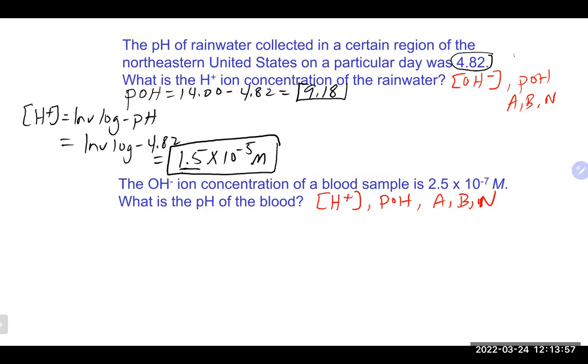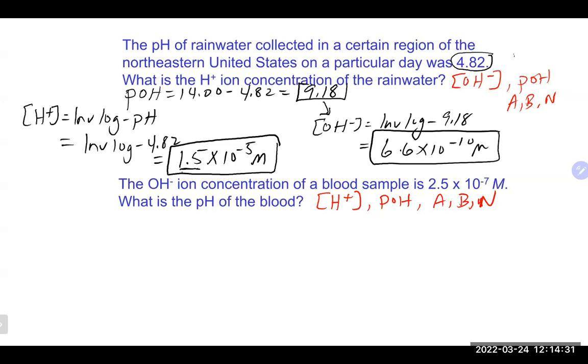At this point, it does open up an alternative pathway as well. We could go back to KW if we wanted to get the OH minus, or we could just use our pOH that we calculated. So I'm just going to do it that way. Our OH minus would be the inverse log of the minus pOH, which is 9.18. That would get us minus 9.18. Looks like 6.6 times 10 to the minus 10 molar. So we got our pH, we got our pOH, we got our OH minus concentration and our H plus concentration.